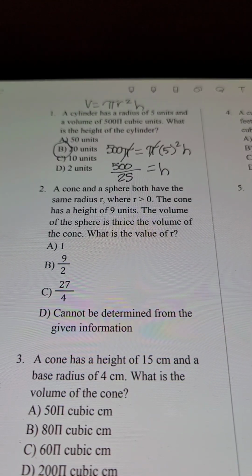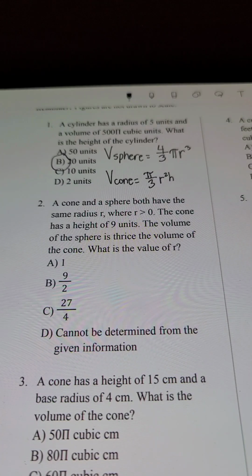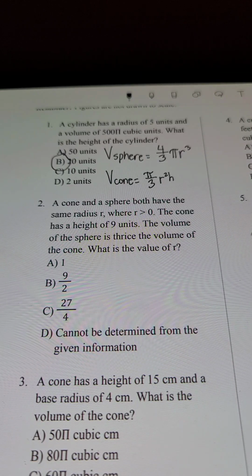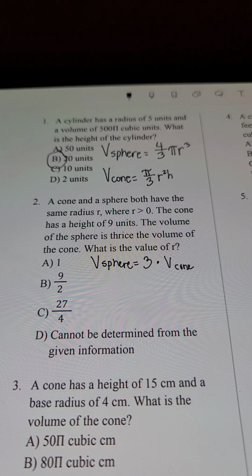Okay, pause to read number 2 if you haven't already. So I've written the formula for volume of a sphere and volume of a cone up here. So they both have the same radius, so we can treat these R's as the same R. And we know that the cone has a height of 9, so I can plug in 9 for the height right there for H. And then it says the volume of the sphere is thrice, meaning 3 times the volume of the cone.